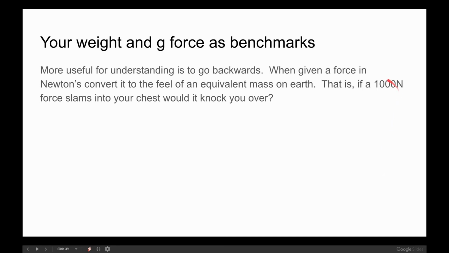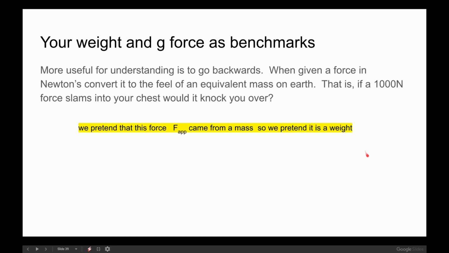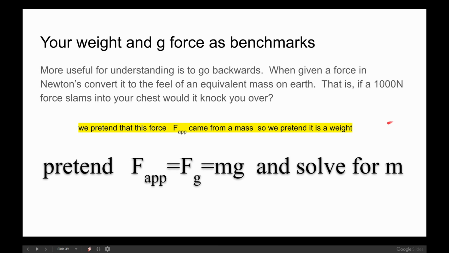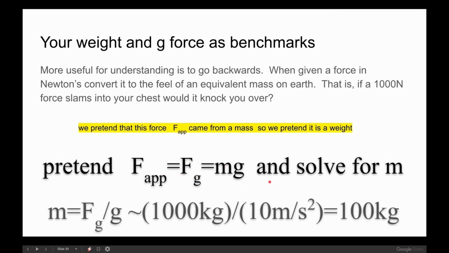Now, if this 1,000 Newton force is the equivalent of mass times gravity, we can pretend that this applied force came from a mass, and so we pretend it's weight. So we'll solve for the equivalent mass that would make this force. A 1,000 Newton force hitting you in the chest, you divide by the acceleration due to gravity, would be the equivalent of 100 kilograms. That's a pretty hefty guy.